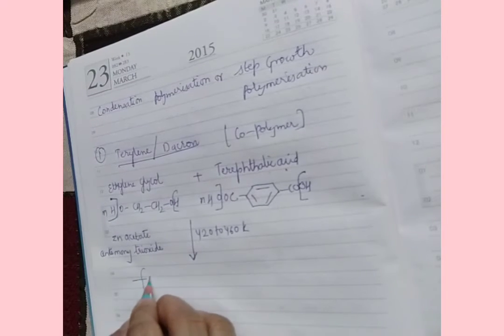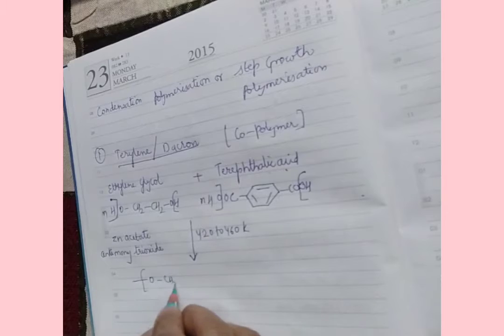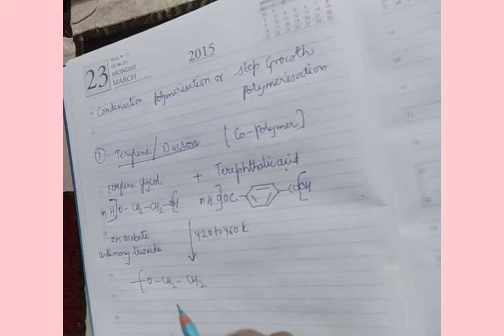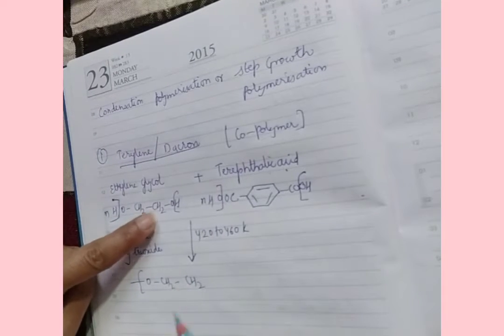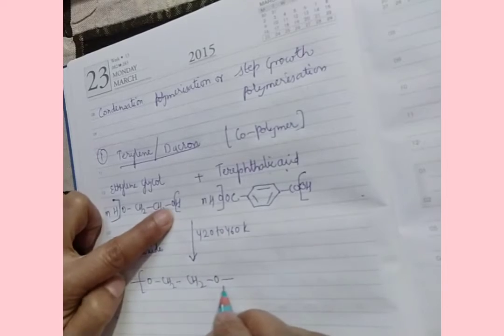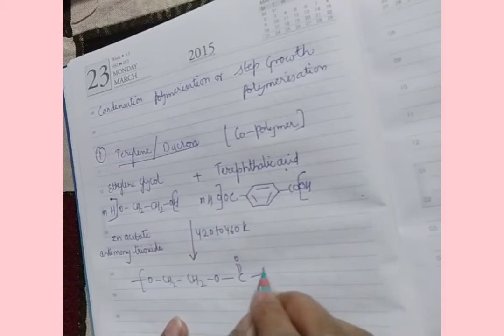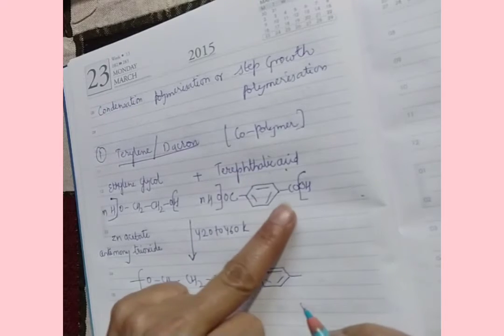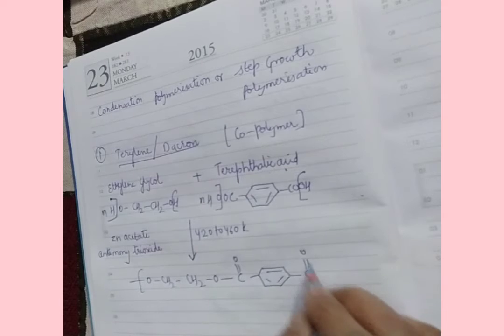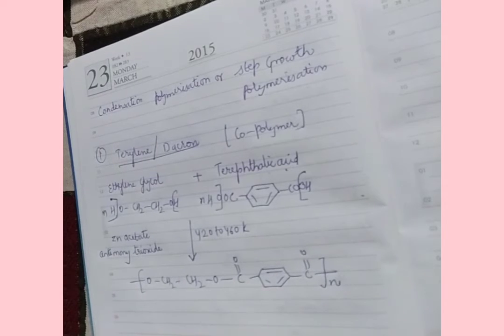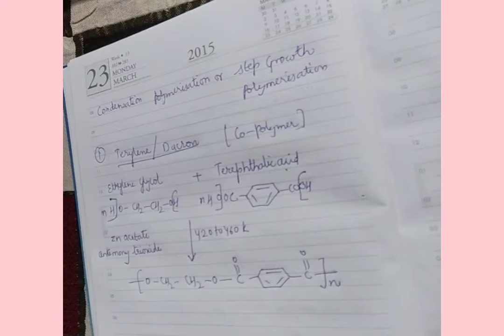So you are having O CH2 CH2, that is O CH2 CH2, then O. Now this will be C double bond O, this ring, C double bond O is going to be left out, and the unit is closed. This is how the Dacron is produced.